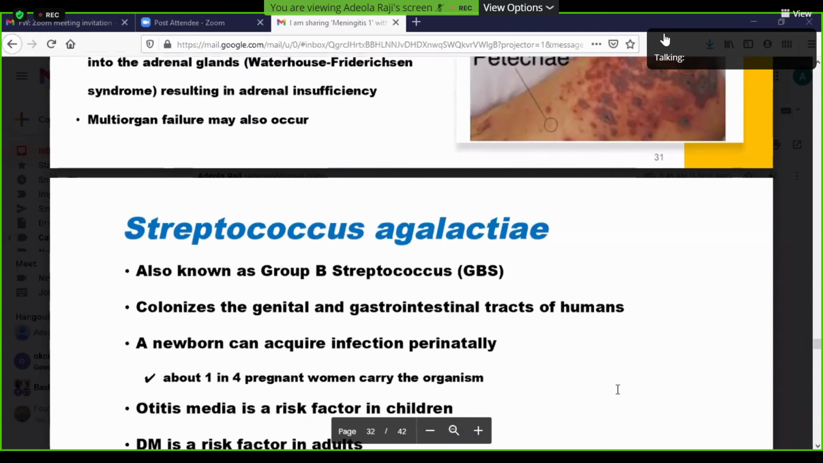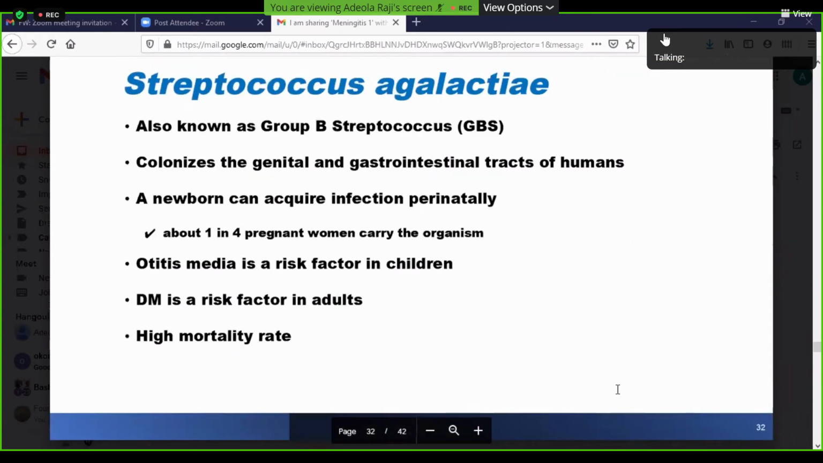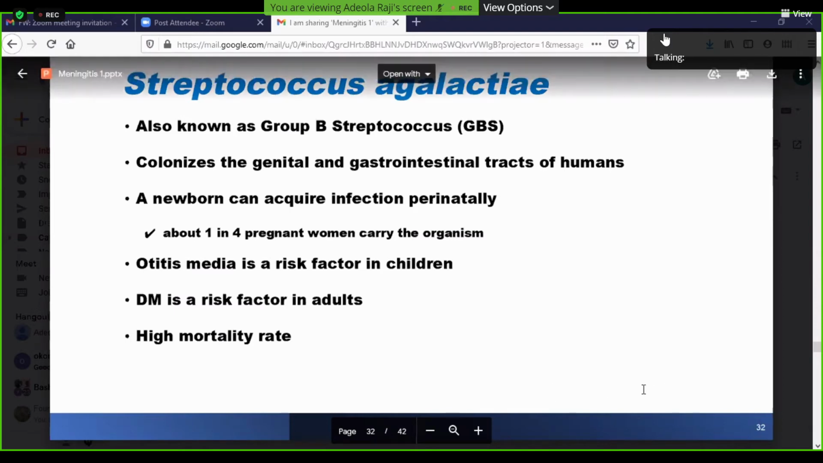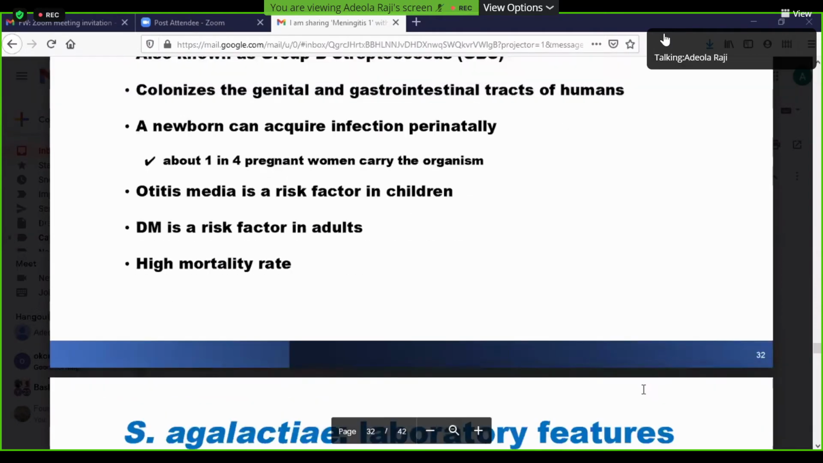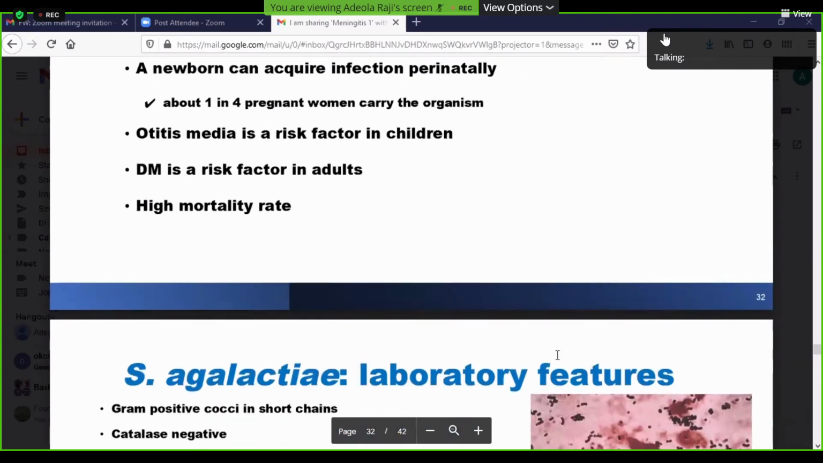With Streptococcus agalactiae, it is a group B strep. It is found colonizing the genital and gastrointestinal tracts of humans. A newborn can acquire infection perinatally, because about 1 in 4 pregnant women have been shown to carry the organism in their birth canal. Otitis media is a risk factor in children, and diabetes mellitus, particularly poorly controlled, is a risk factor in adults. There is an associated high mortality rate.